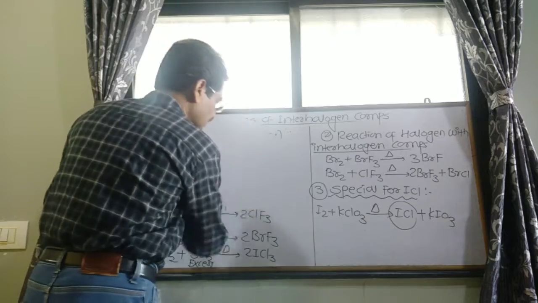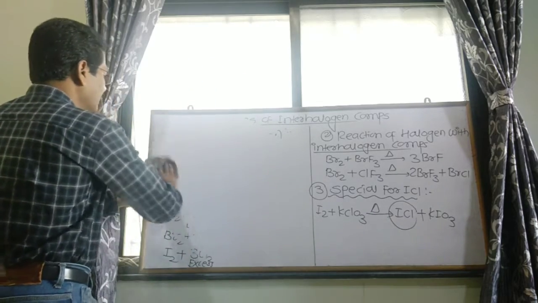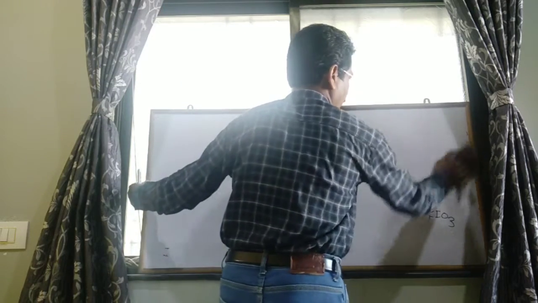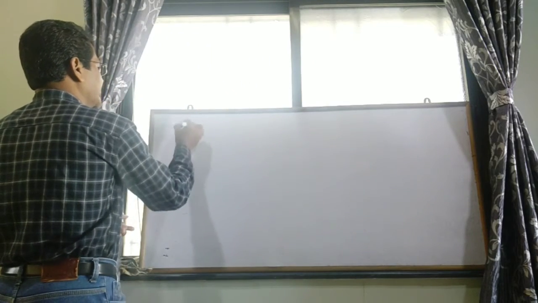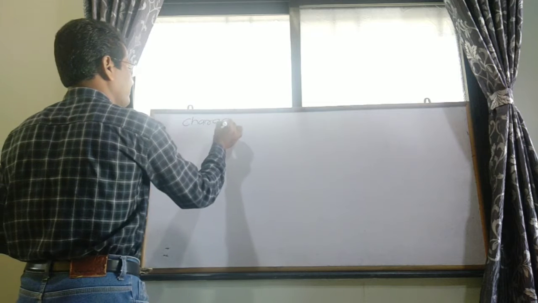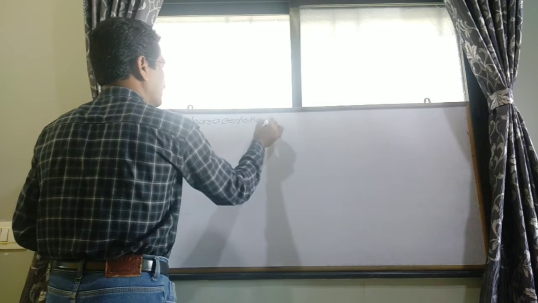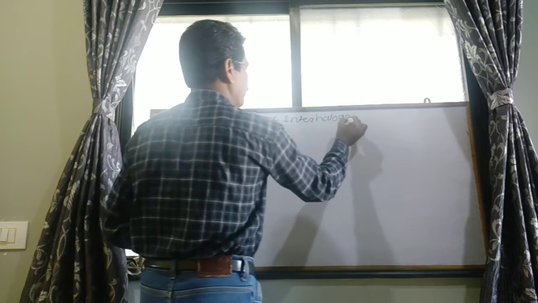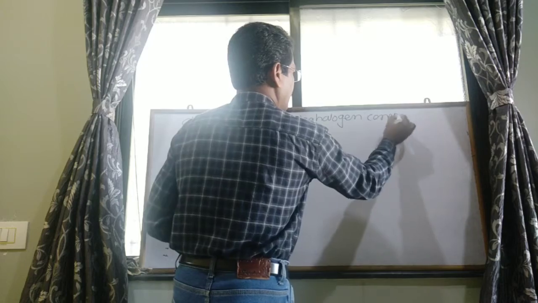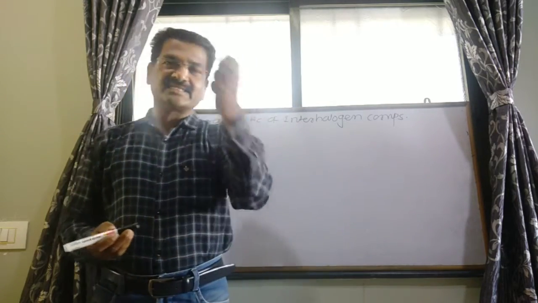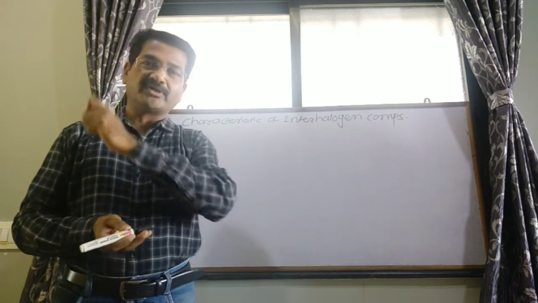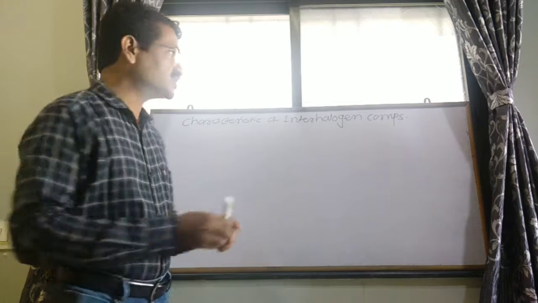After that, see the characteristics of interhalogen compounds. Which are the characteristics of interhalogen compounds? First, what is the very important character of interhalogen compounds?